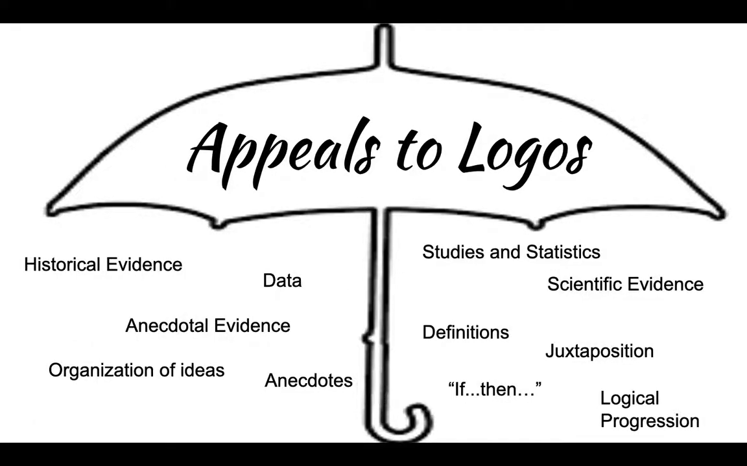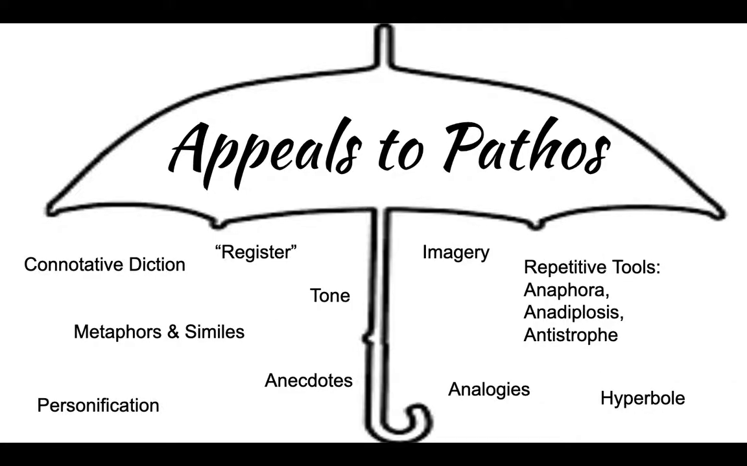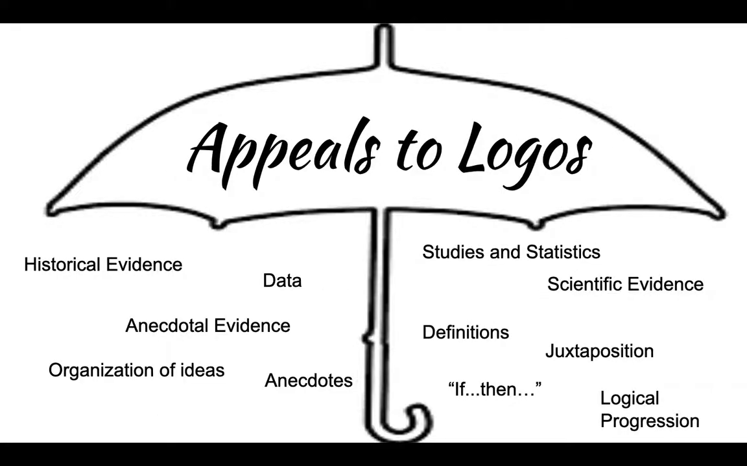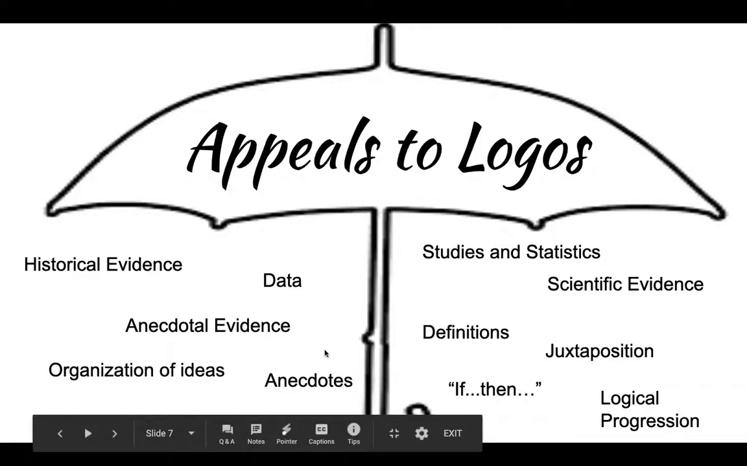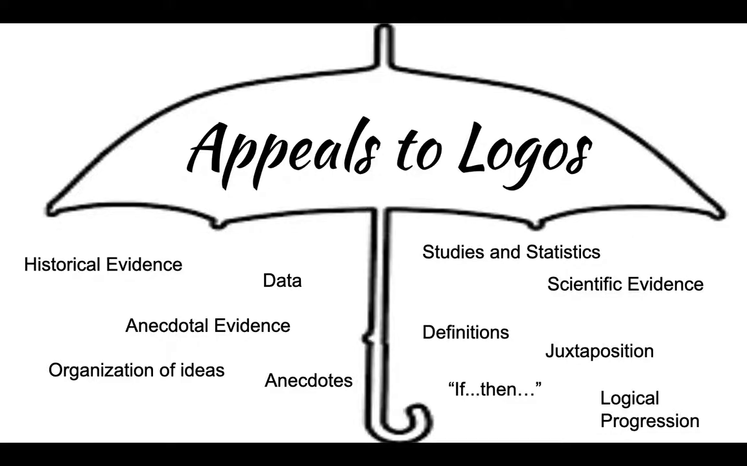Speaking of appeals to logos, this is where all of that evidence comes in that we talked about yesterday, including allusions if it's used to make a point. If allusions are used to make us feel a certain way, then it's an appeal to pathos. But if they're used to convince us of something logically, then they're appeals to logos. So we have historical and anecdotal evidence and scientific evidence and studies and statistics and definitions and if-then statements. You'll notice that anecdotes are listed here again. But also appeals to logos is through the organization of ideas, like we talked about inductive and deductive reasoning. That's an appeal to logos. So how logically things are put together.